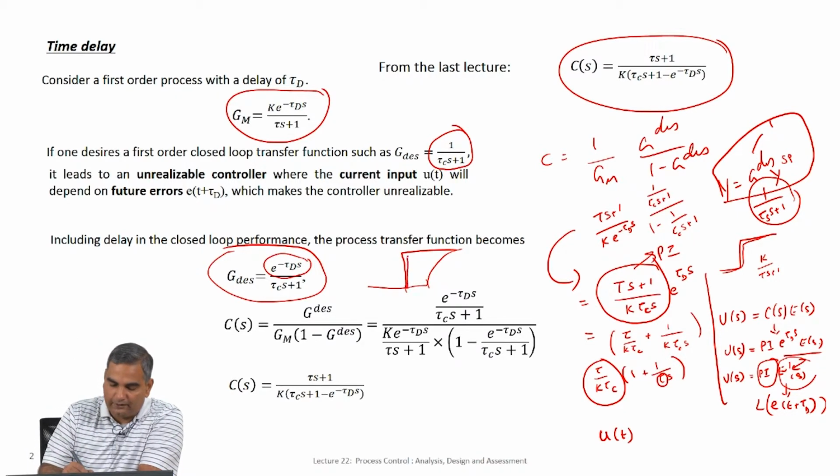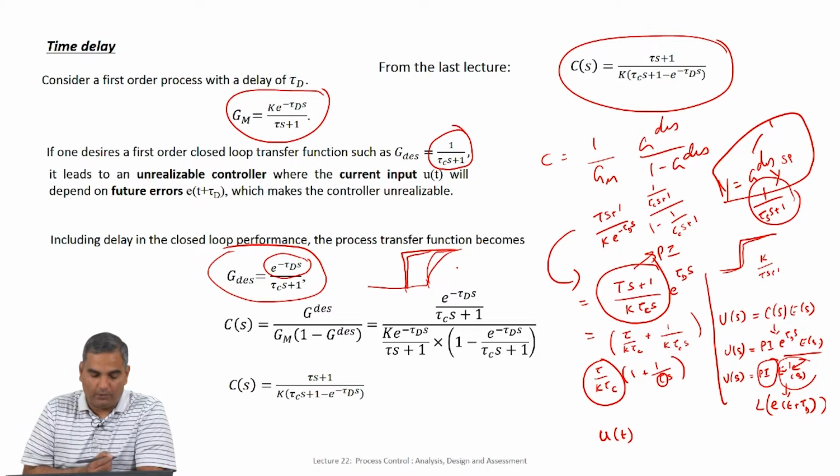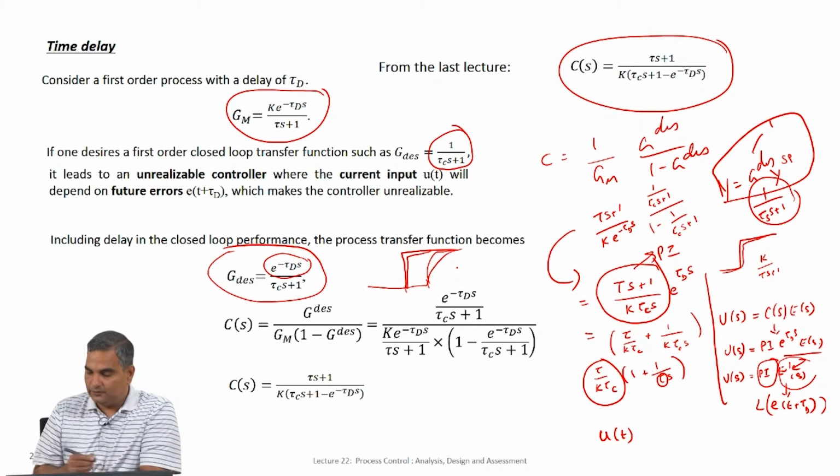So, ideally, what I would like is something like this, but what I get is something like this. If tau c is small, I will get it as close as possible to this. But here again, this will just be shifted by tau d, which is basically something you do not want, but there is no way around it. So, you basically say let me lose that performance.